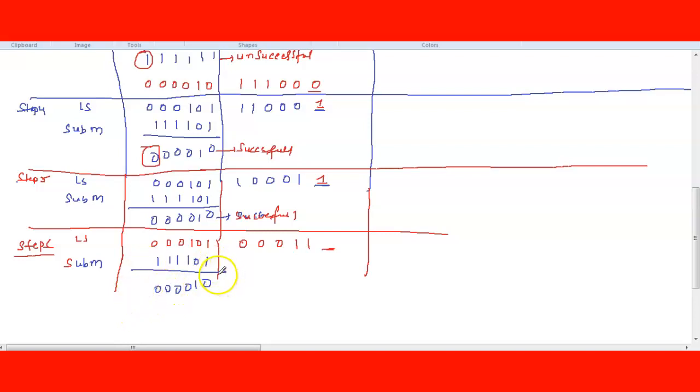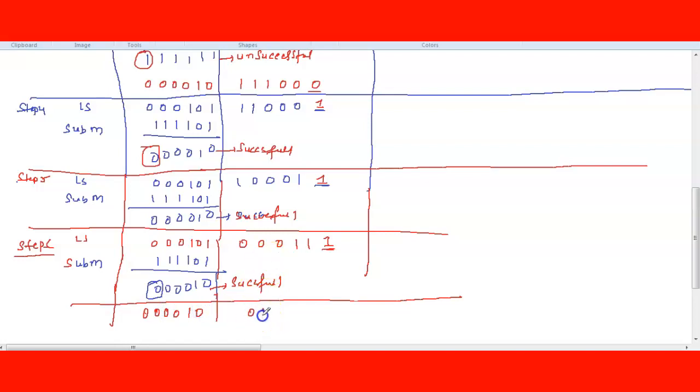Carry ignore. So again this MSB is here 0, which means the number is positive. This is successful. Successful means there is no restoration performed. The quotient bit will be 1. So the final answer for this step 6, then you have to stop here. The final answer we got is 0 0 0 0 1 0, and here we got 0 0 0 1 1 1.